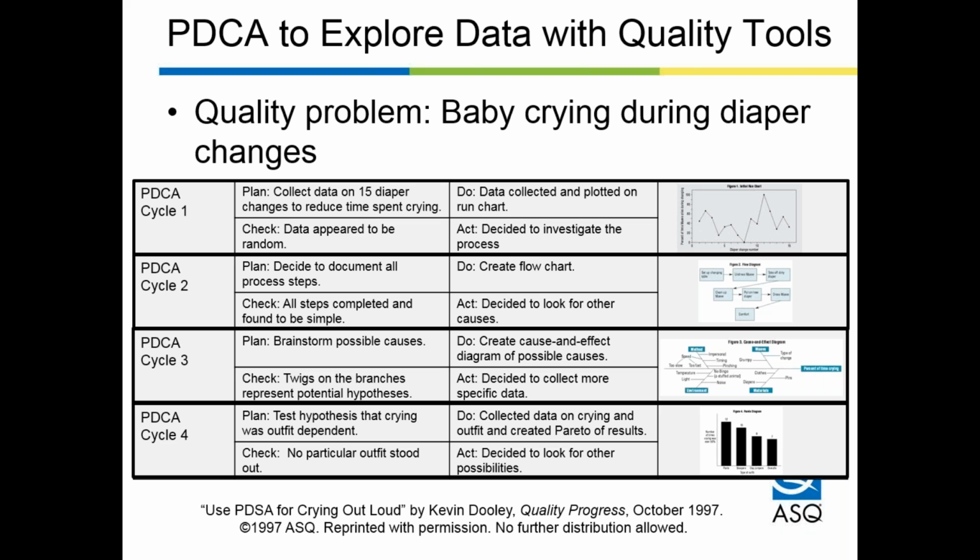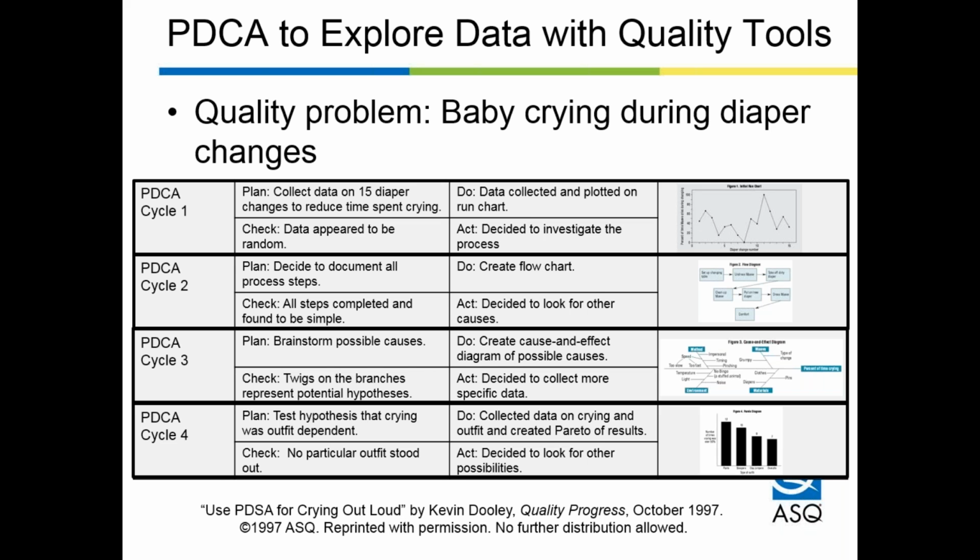Here is a real-world example of a quality problem using cycles of plan, do, check, act. Full disclosure, the original article was using plan, do, study, act. I interpret it through plan, do, check, act to explain it here. For those who would like to read the original article, and I do recommend it, it's Use PDSA for Crying Out Loud by Kevin Dooley in the October 1997 issue of Quality Progress.